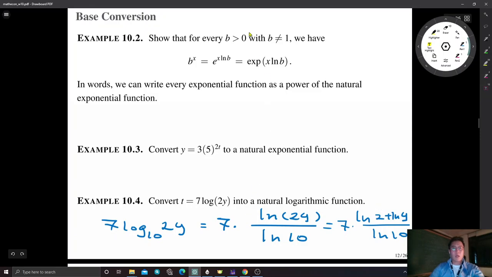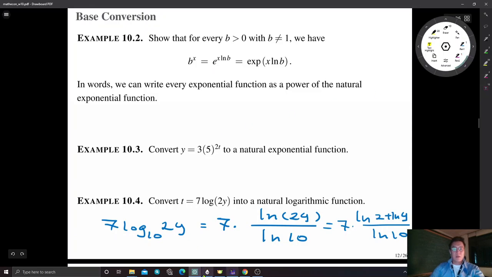And analogously, we can convert a general b to the power x, a general exponential function, into a natural exponential function. So b to the power x is equal to e to the power x times ln b. So we can write every exponential function with base b as a power of the natural exponential function. So we can convert any exponential function to a natural one. Why is this true?